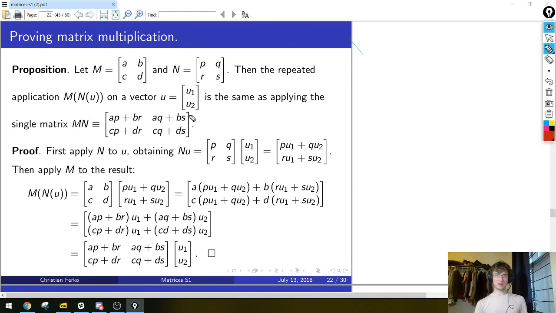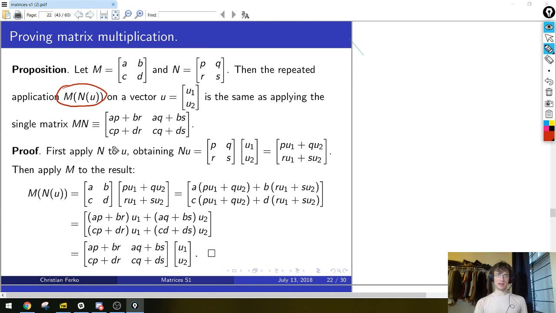So all I need to do is prove that if I compose the functions m and n applied to an arbitrary input u, u1, u2, then the output of that composition will be the same as the single function, which I've written here, m times n, applied to the vector u. If I've proven they're the same for any u, then I'm done. So I'm going to do that. First, I'm going to calculate this expression, m applied to n of u, and to do that I first calculate the inside part, n of u. So that's the first step.